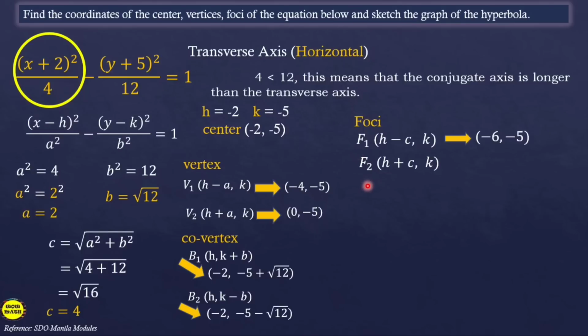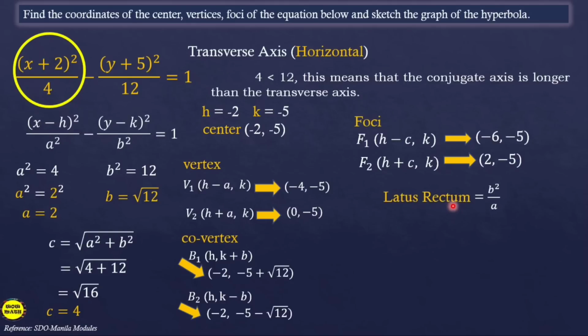Next, yung f sub 2, h plus c. Yung h natin is negative 2 plus 4. So, negative 2 plus 4, that is positive 2. Copy k, that is negative 5. So, tapos na natin yung vertex, co-vertex, and yung foci natin. Next is yung latus rectum.